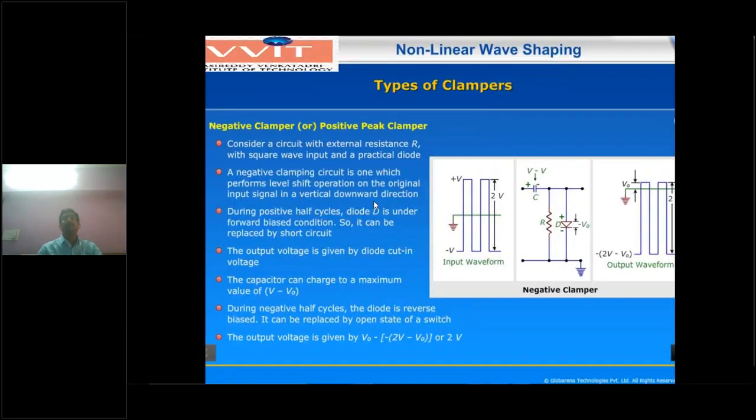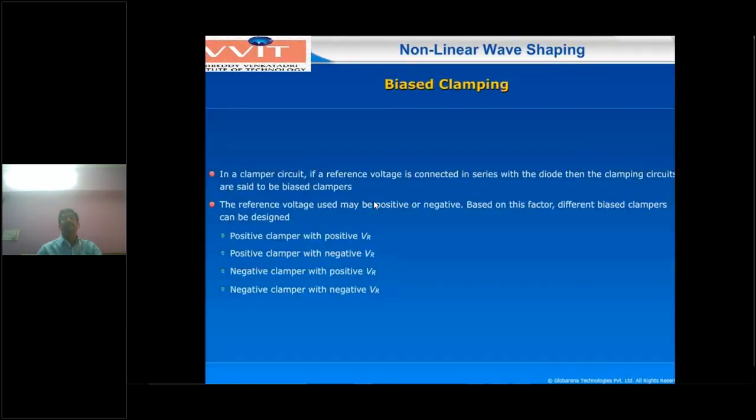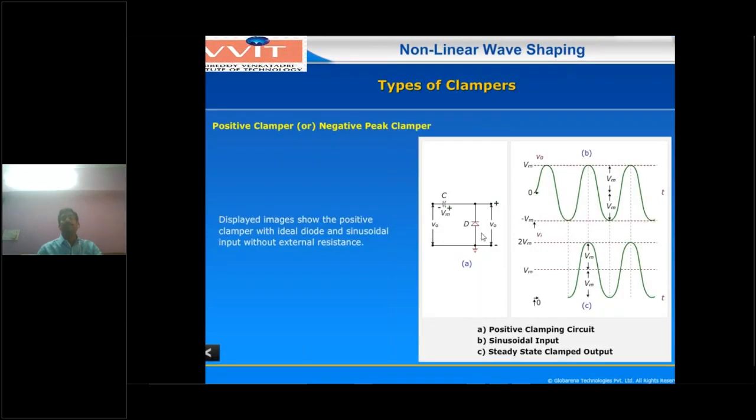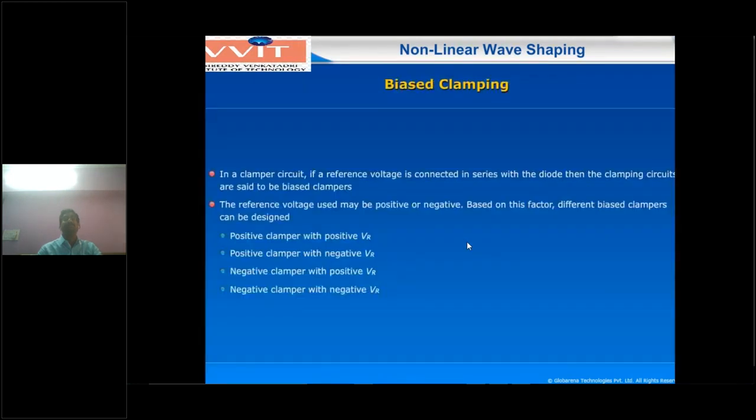And one more thing, the biasing clamper. A biasing clamper means you are adding some reference voltage here. Here the reference voltage was 0. Now you are adding some reference voltage VR. That is the biasing clamping circuit.